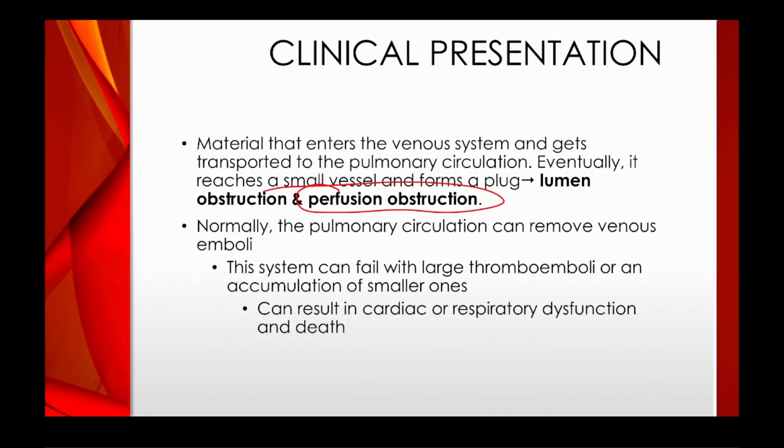Normally, pulmonary circulation can remove these venous emboli, but when you have a really, really big one, it can't anymore. And obviously, it's going to put a big stress on the heart because now what's going to skyrocket on the right side of the heart? Now that we have a fixed obstruction in the pulmonary system, afterload is going to skyrocket, putting a lot of stress on that right ventricle.